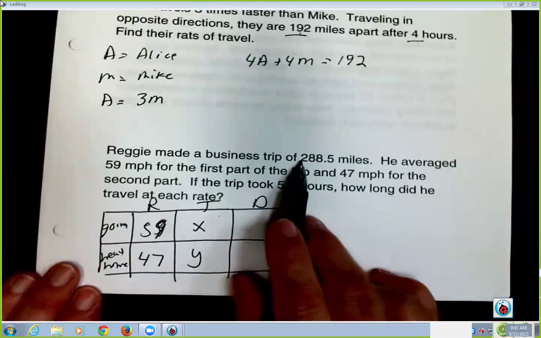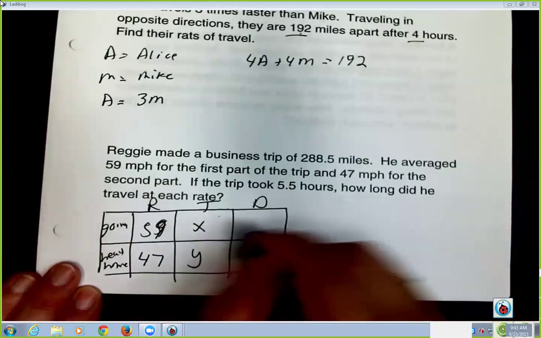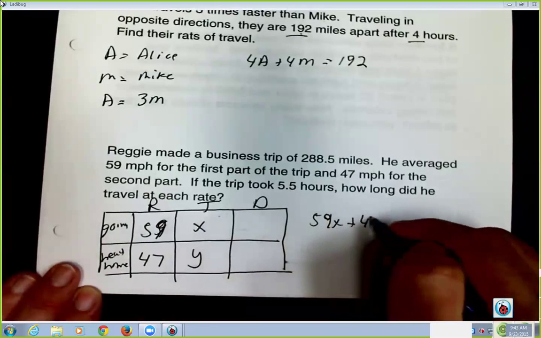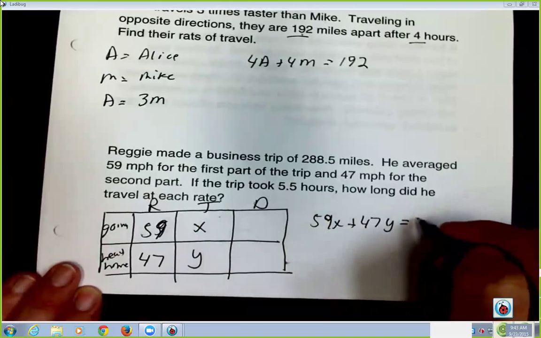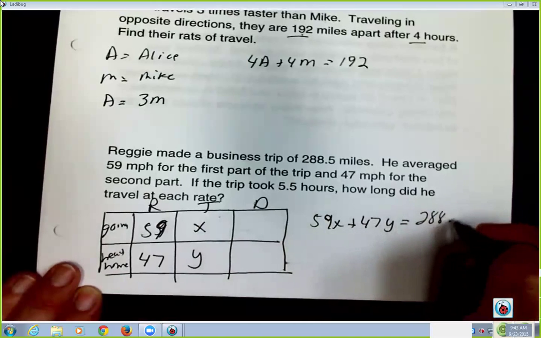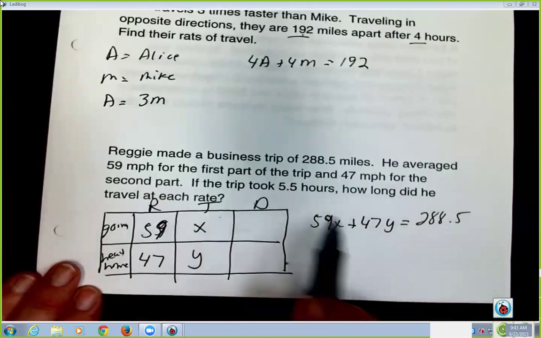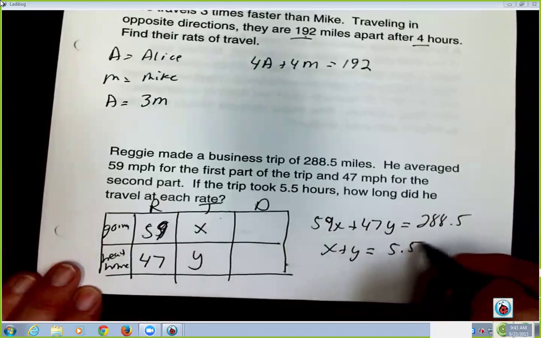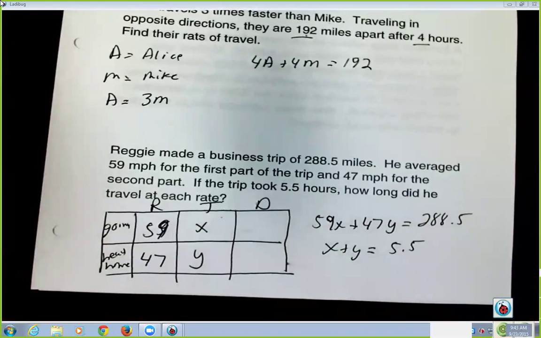So the total trip means 59x plus 47y will equal 288.5. And then the second piece is x plus y equals 5.5 hours. So that's where my 2 pieces come in.